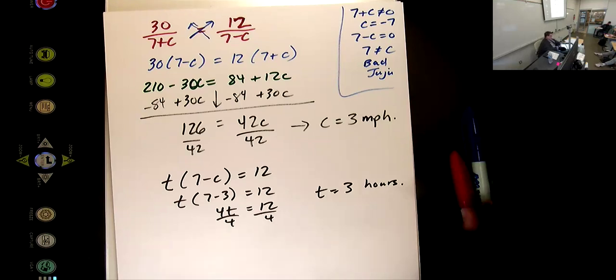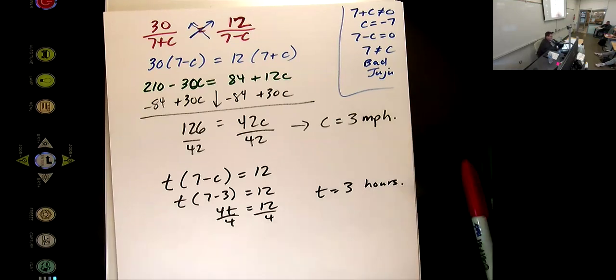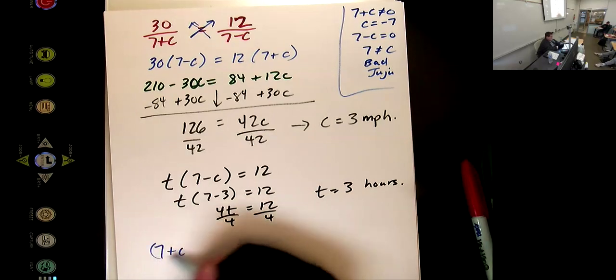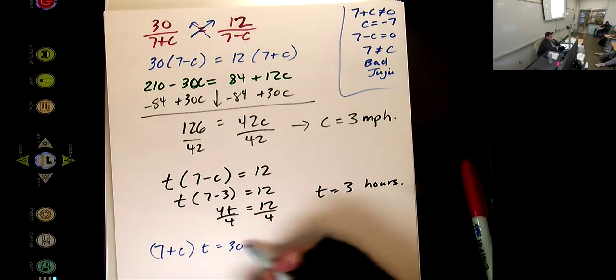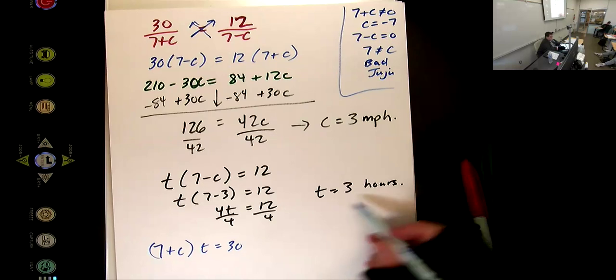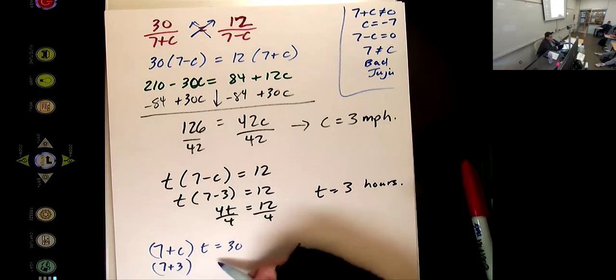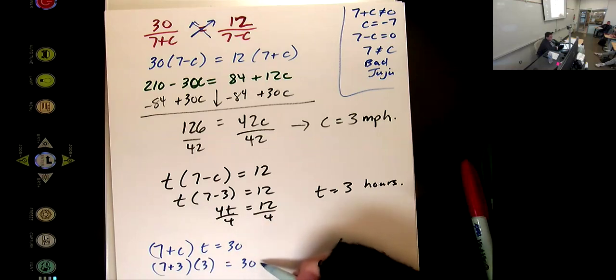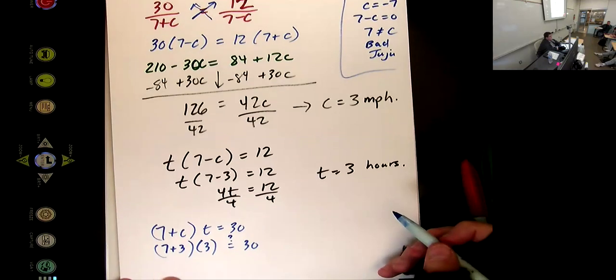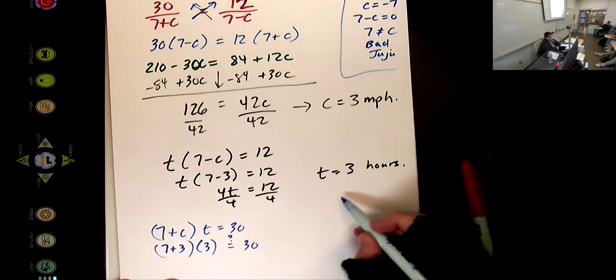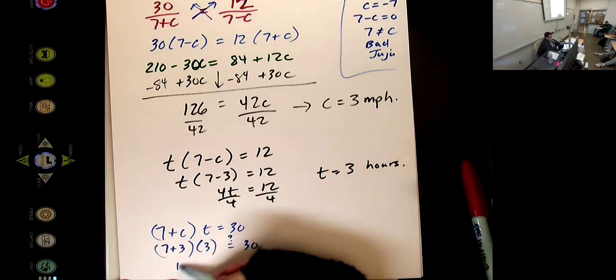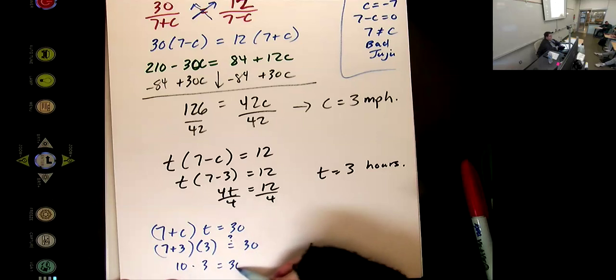Let's see if that makes sense. Let's look at 7 plus C times T equals 30. If we went with the current for 3 hours, this should hold true, because we had current equals 3 and time equals 3. This is 10 times 3 equals 30. We did get that.